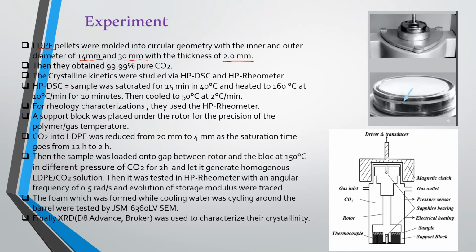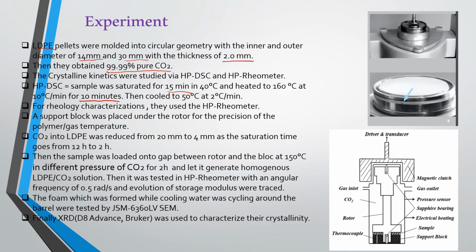They also obtained 99.99% pure carbon dioxide, and characterizations were studied under high pressure differential scanning calorimetry and high pressure rheometer. For the high pressure differential scanning calorimetry, they saturated the sample at 40 Celsius for 15 minutes and heated to 160 Celsius at a rate of 10 Celsius per minute for 10 minutes. This will eliminate all the crystals, and then cooled to 50 Celsius at a rate of 2 Celsius per minute. That was for the high pressure differential scanning calorimetry.